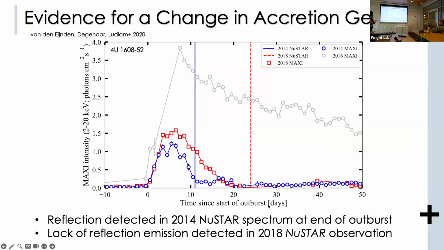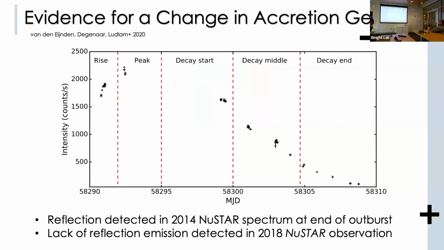In 2014, the spectrum that we observed showed reprocessed emission features. But when we looked at the end of the decay in 2018, there was nothing. Now, these are single observations, so you have no inclination of what the properties of the system were prior to that one observation. Luckily, NICER was observing the source throughout its outburst.